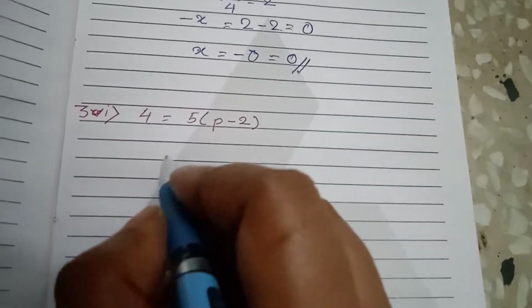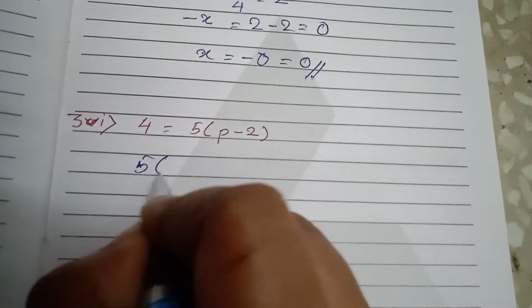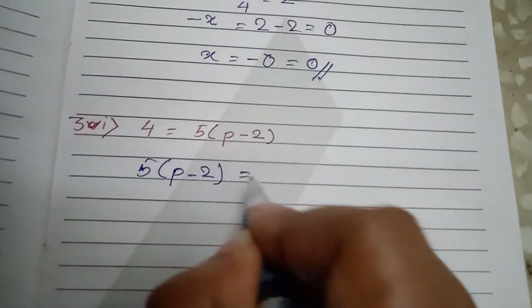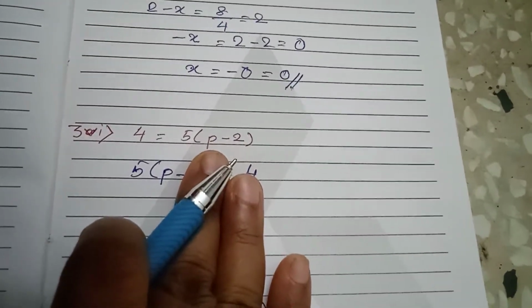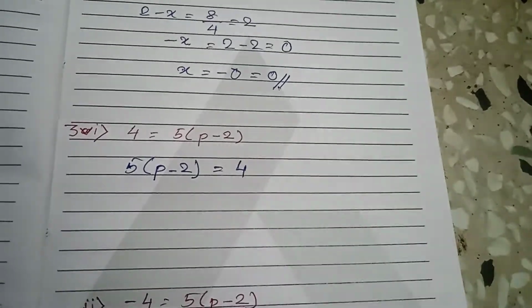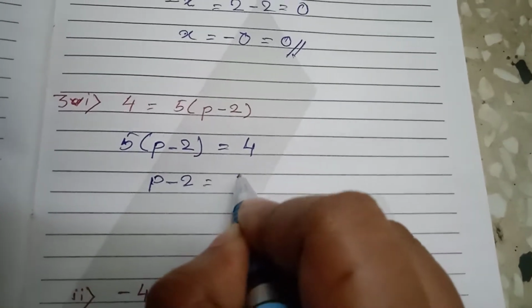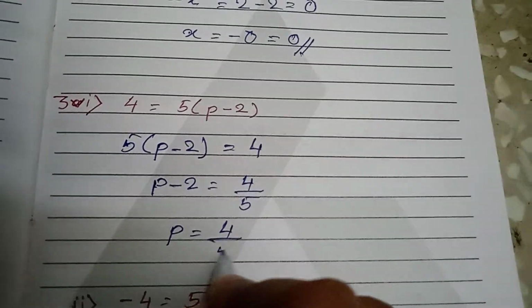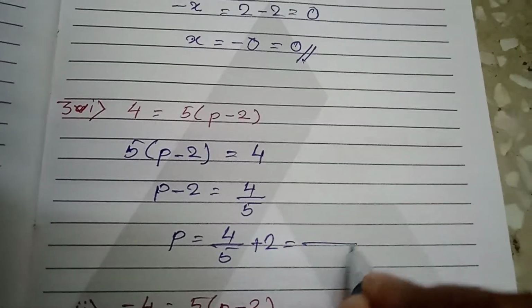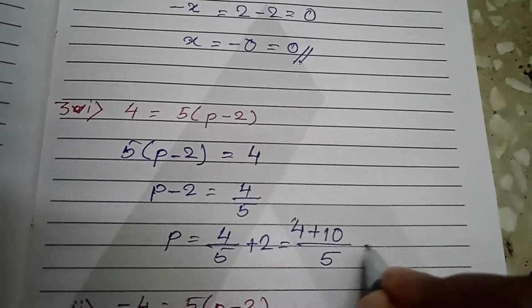Next question here. 4 is equal to 5p minus 2. I can interchange the LHS and RHS. So 4 is equal to 5p minus 2 is the same thing as 5 into p minus 2 is equal to 4. Okay, so now what will I do? p minus 2 is equal to 4 by 5. Now what is p? 4 by 5 plus 2. So LCM is 5, 5 into 2 is 10. So the answer is 14 by 5.